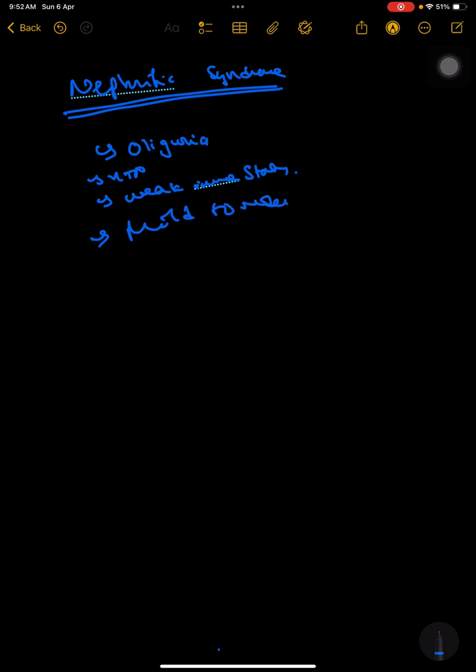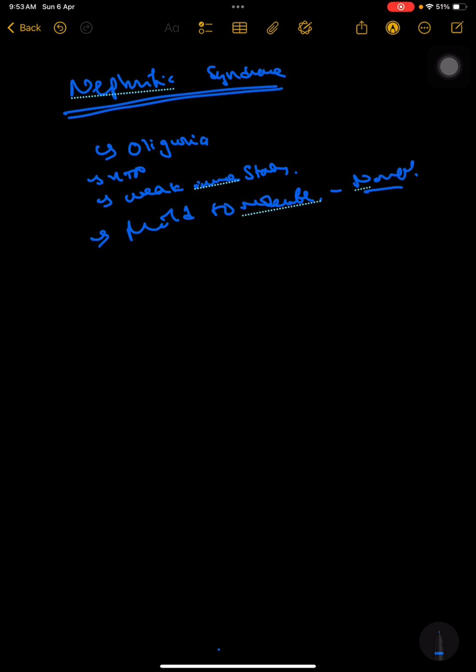So now we are going to talk about nephritic syndrome. In nephritic syndrome, what is the presentation? The presentation is oliguria, hypertension, and a weak immune status. We are not going to say proteinuria, because proteinuria can be a mild to moderate variant, but not a severe variant. Sometimes it can be normal.